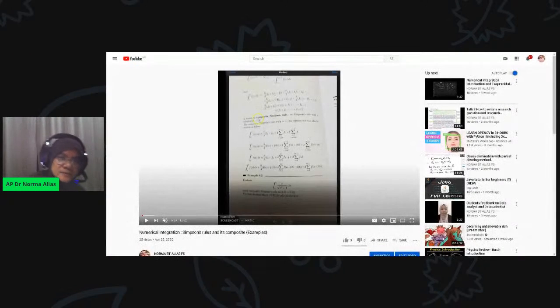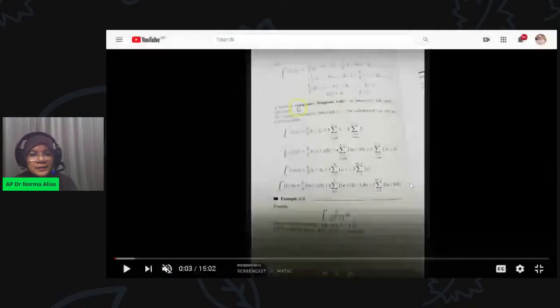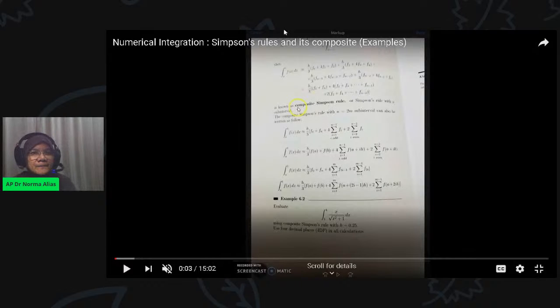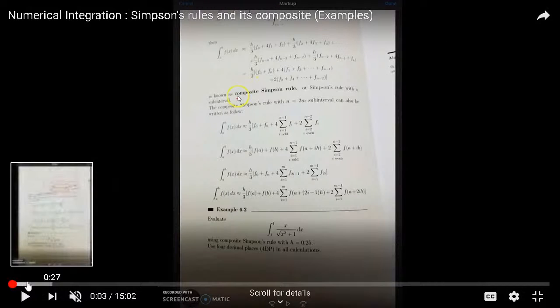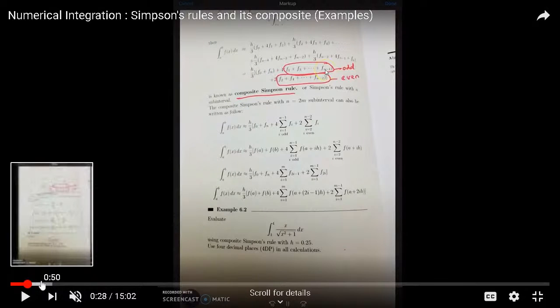Okay, the composite Simpson's rule. This is the example of the composite Simpson's rule, right? You can see here, very clear. I want to focus on the example of composite Simpson's rule. You go to page, example 6.2.